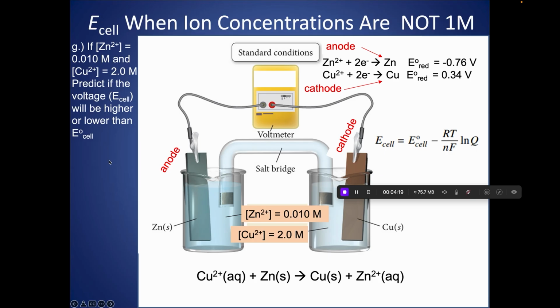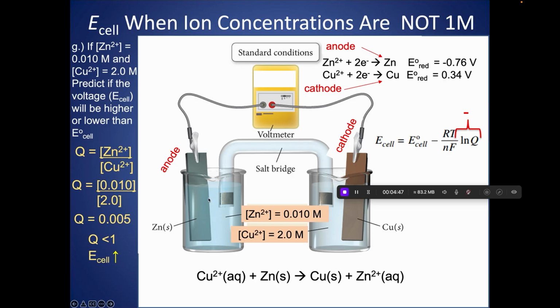So let's calculate Q. I have my overall reaction, which is the same as the one I wrote before. So I'm just going to plug in. I have 0.01 for Zn2+. I have 2 molar for Cu2+, and I get a number that's less than 1. When I take the natural log of a number less than 1, I get a negative. And so therefore, I am subtracting a negative term. The two negatives cancel, and I'm really adding this term to the standard state voltage. So the voltage would go up.